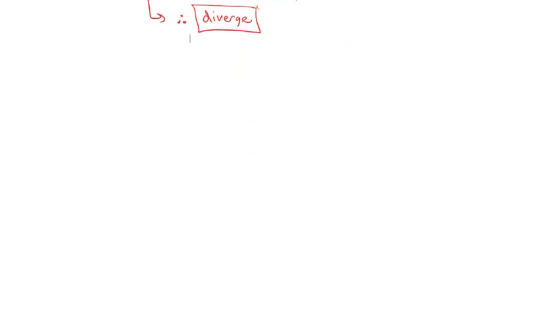Before we wrap up here, though, I want to talk about one special series. This is a series that, when we see it, we're going to just recognize whether or not it converges or diverges. It is called the p-series. A p-series is a series of the form the sum going from 1 to infinity of 1 over n to the p power.